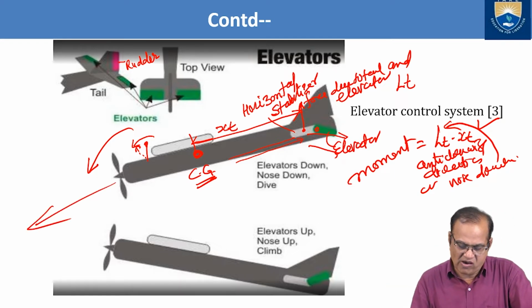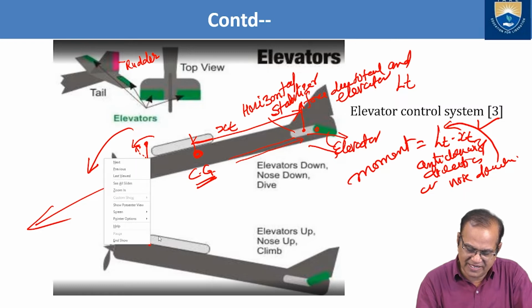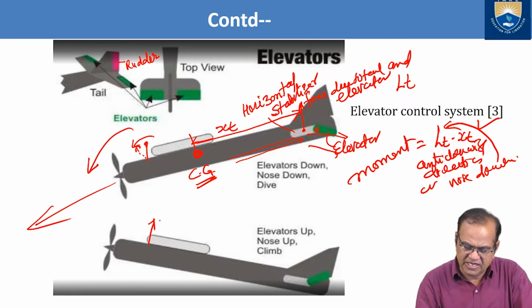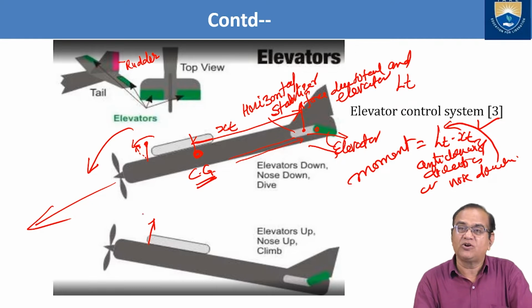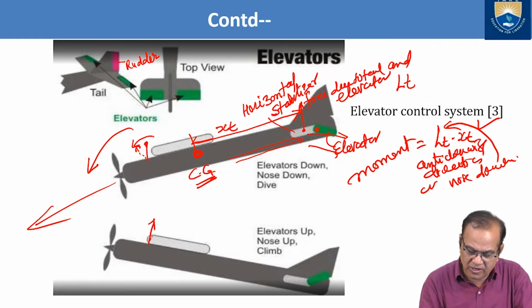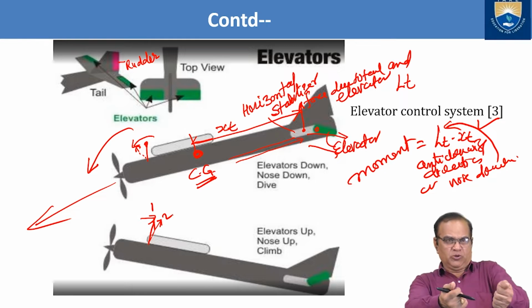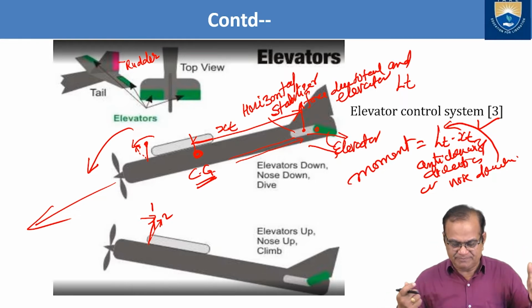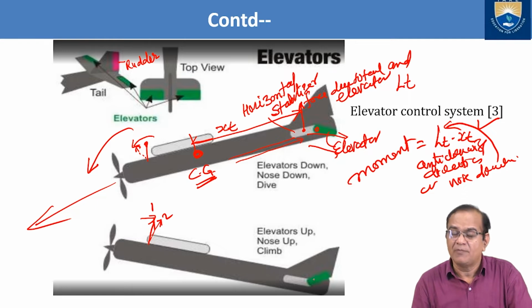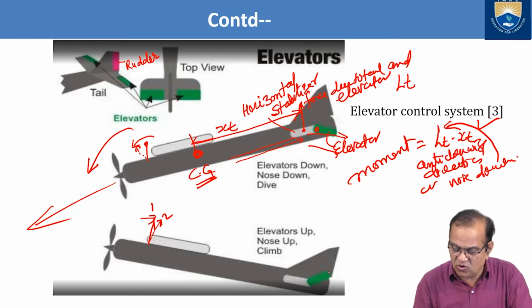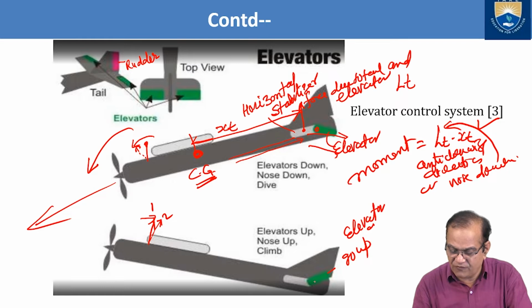Next case, there is a pilot here. This is the stick. Now the pilot wants nose up. So what will he do? The pilot will pull like this and the new position is this one. This is 1 and this is 2. So it is pulling towards his side. Then what will happen? By pulling this, the elevator will go up, and a force will be generated in this direction.